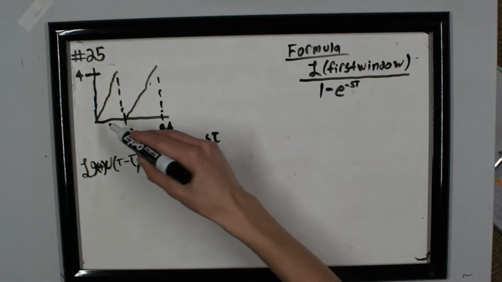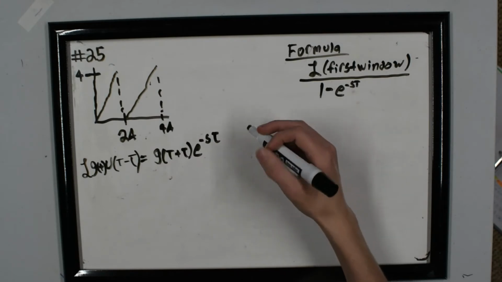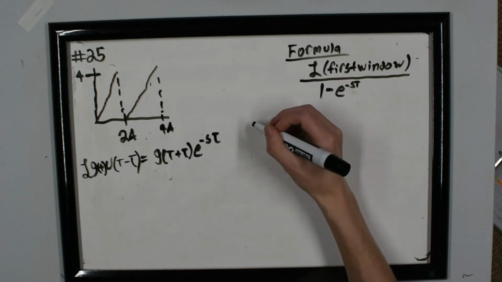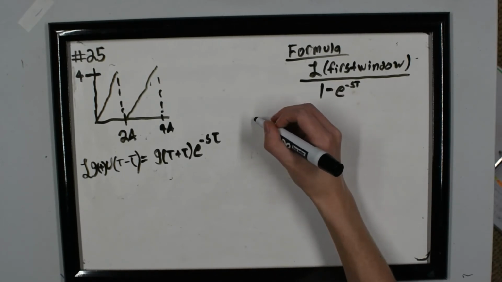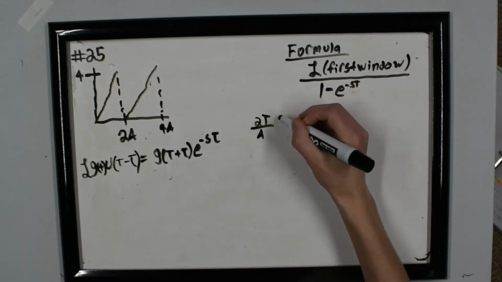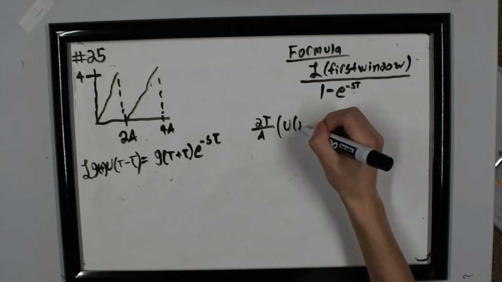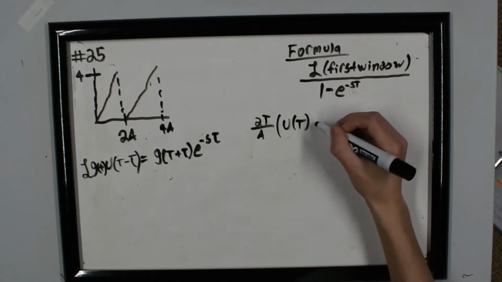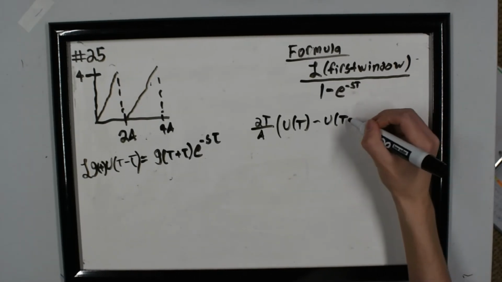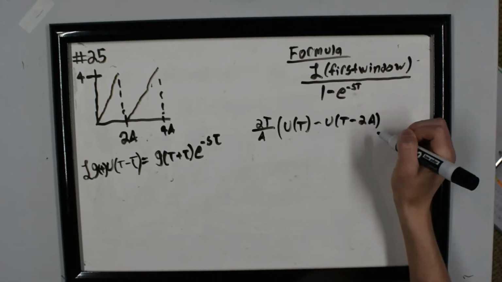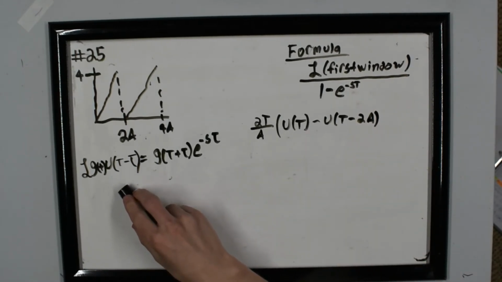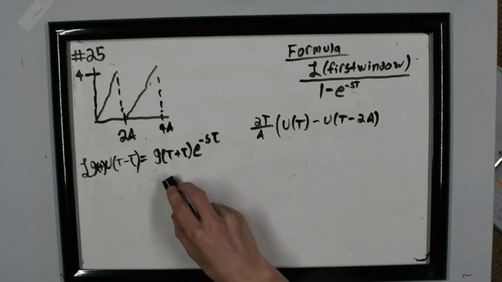Well, we know the first window is a step function, and we did this before, so let me just rewrite it. The step function of the first window is 4 divided by 2a, or so 2t divided by a distributed to u(t - 0), which is just 0, minus u(t - 2a). Okay, we need to recall this formula. The Laplace transform of a step function is equal to this.